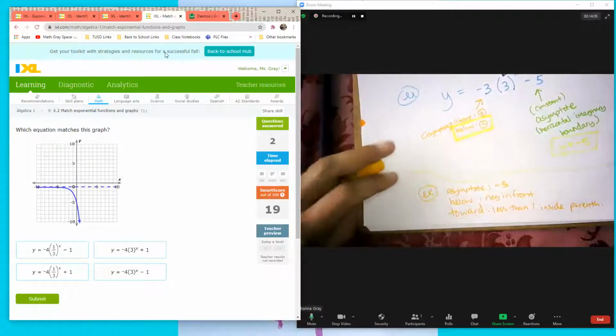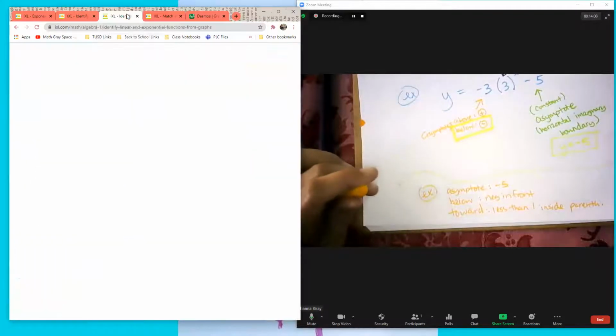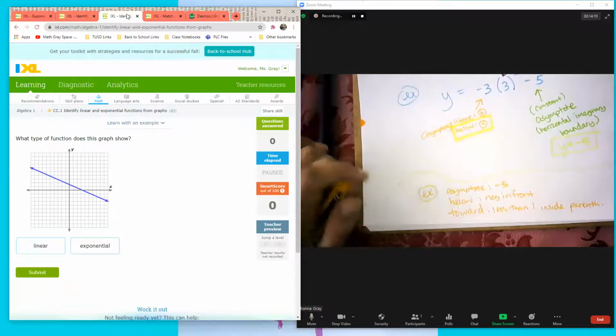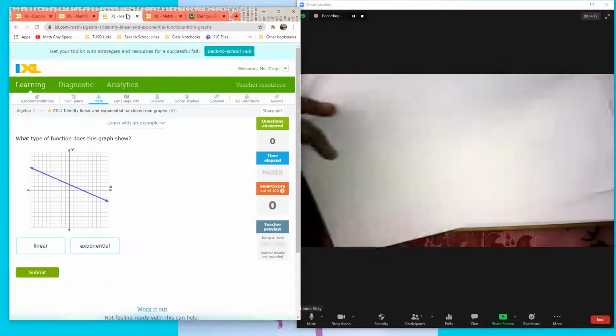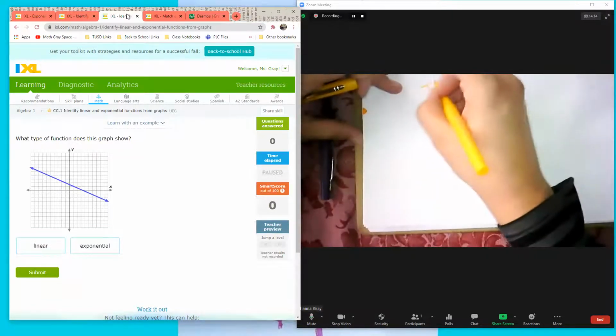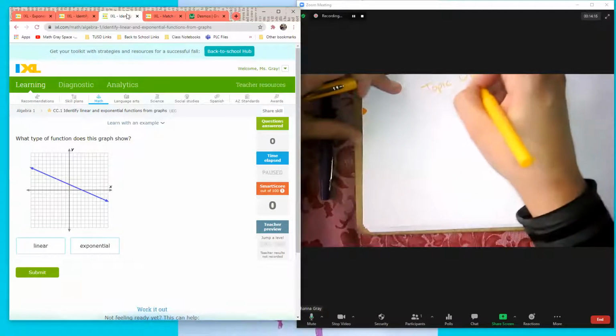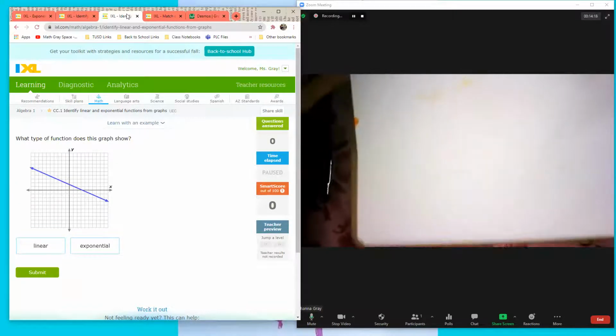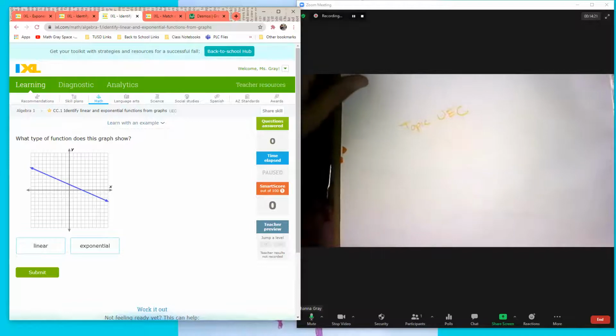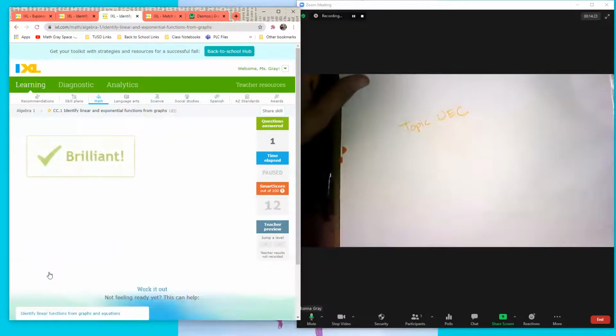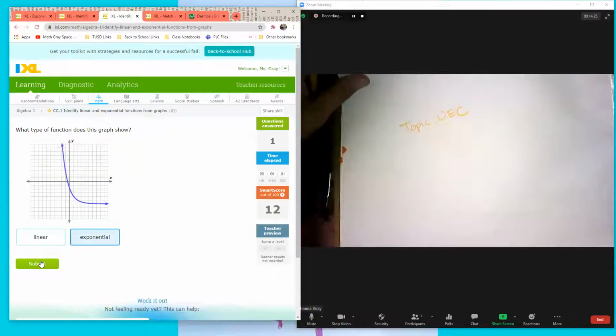Okay, so hopefully that will help you with the rest of it. As far as the work for this week goes, this is topic UEC, which I think many of you finished very quickly when we were going through it in class, because really you're just deciding, is it a straight line or is it a curved exponential line? And I mean, it's really just the difference between straight and not straight. So I'll let you work on that one.